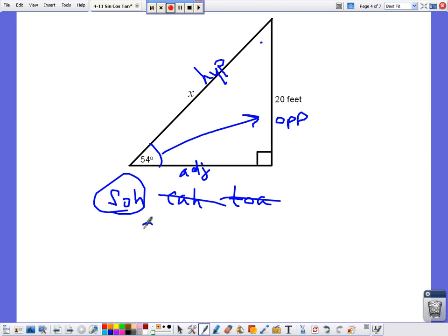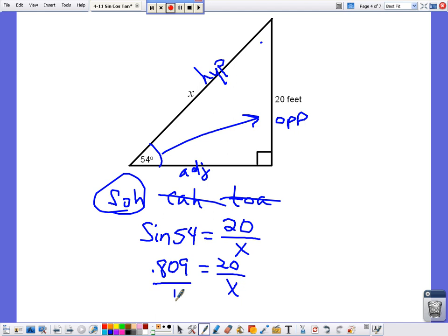Sine of 54 degrees is equal to the opposite side length, which is 20, divided by the hypotenuse, which is x. So I go sine of 54 degrees, and I get 0.809-ish. And 20 over x on this side. Again, same thing. Cross multiply. So that cross gives me 0.809x equals 20 times 1, which is 20.